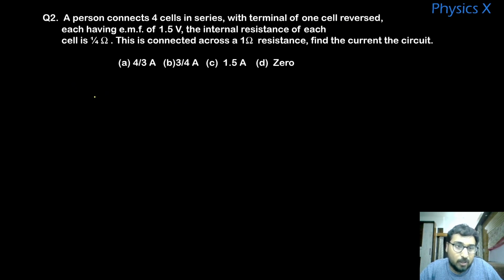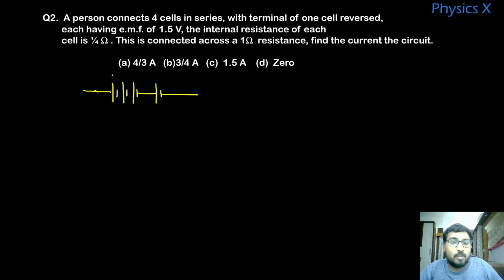Now a person connects four cells in series with the terminal of one cell reversed. So let us draw the diagram, right? So he's saying four cells. This is cell number one, this is cell number two, this is cell number three, and he is saying that this is connected in series. And what he is telling is that the terminal of one cell is reversed. So that means that one cell is like this only. So this is the case, right?